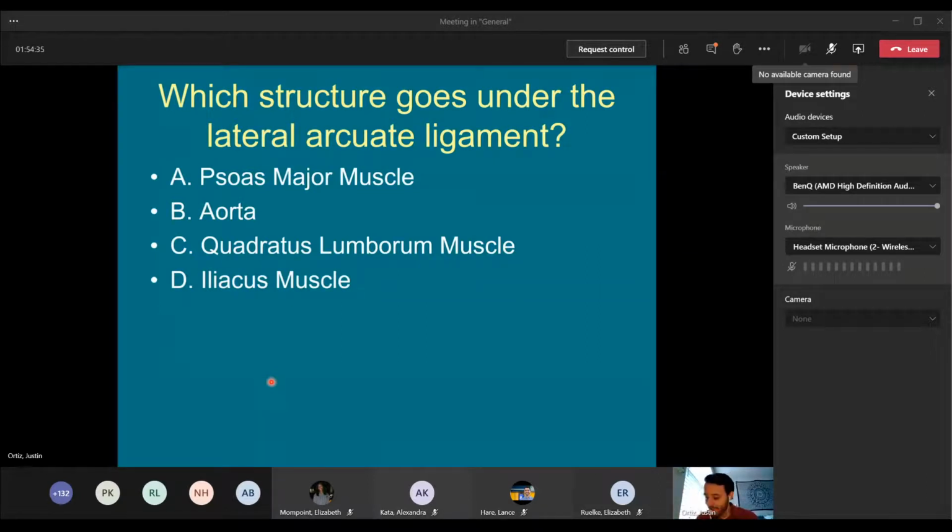Give you one more second. All right, so it is going to be, yes, C, quadratus lumborum. Okay, so I literally just thought of something right now that I feel like would be an easy way to remember going from median to medial and lateral. Under the median one, we talked about the aorta, right? The medial was going to be the psoas major, right? And then the lateral one is going to be the quadratus lumborum, right?